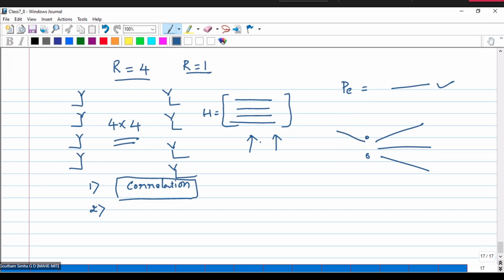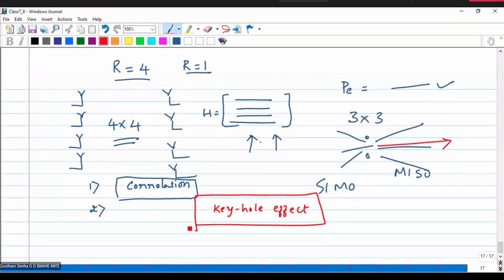Or if it passes through properly, even if you have something like 3x3, the scenario is similar to a MISO system cascaded with a SIMO system, single input multi-output, and then it becomes a multi-input single output system. These 3 rays have to pass, but because of the block, only 1 ray will pass with a higher signal strength. This kind of effect is called the keyhole effect.